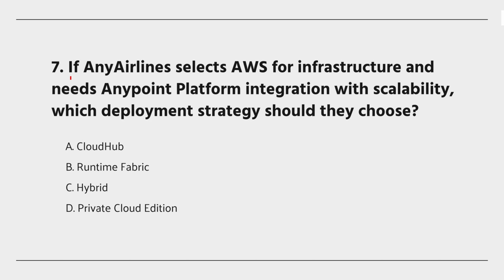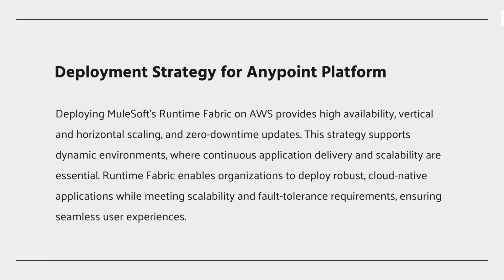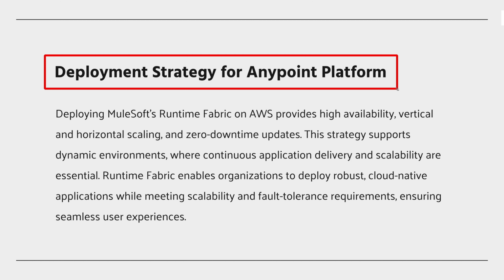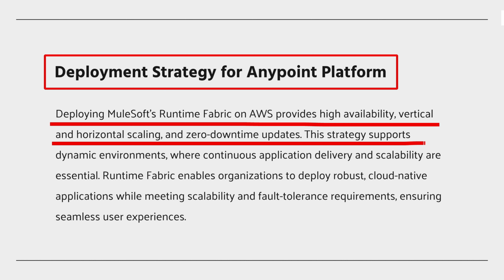Question 7. If an airline selects AWS for infrastructure and needs Anypoint Platform integration with scalability, which deployment strategy should they choose? The knowledge points of this question are: deployment strategy for Anypoint Platform. Runtime Fabric on AWS allows for easy scaling, high availability, and zero downtime. It's a great choice for environments that need continuous delivery and flexibility, ensuring smooth operation as demand grows.